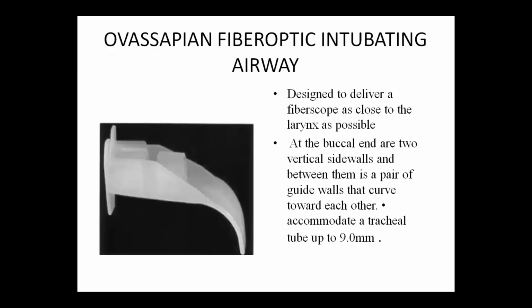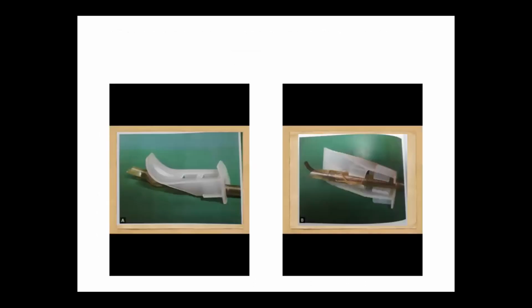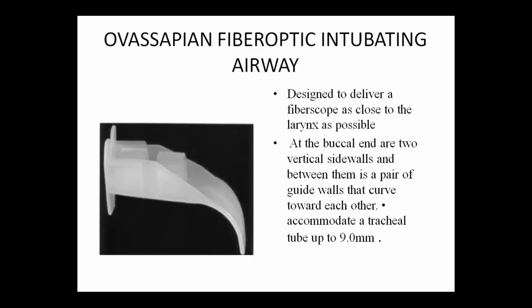Another is the Ovassapian fiber optic intubating airway. It was also designed to deliver a fiberscope as close to the larynx as possible. At the buccal end, you can see there are two vertical side walls, and between them is a pair of guide walls that curve toward each other. That is the part through which the tracheal tube passes, like this. Up to 8 or 9 millimeter endotracheal tube can be easily passed. They are available in 3 sizes. When the tube is inserted, the airway is also unlatched and taken out.